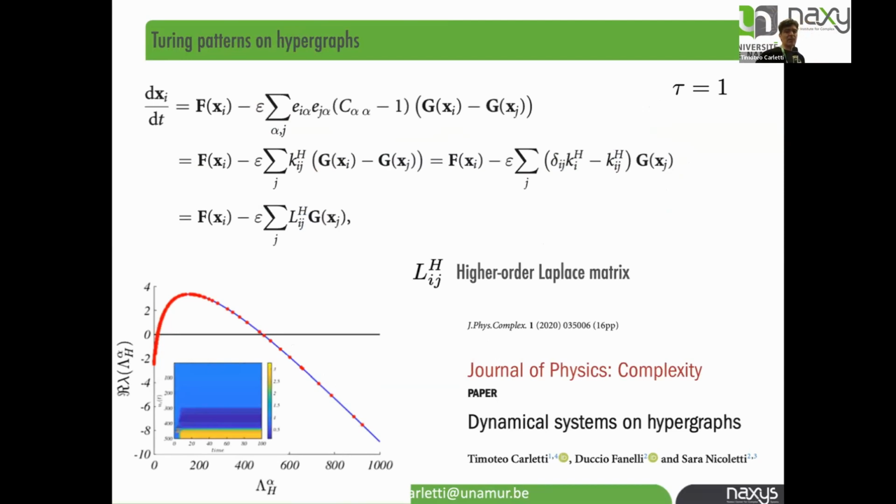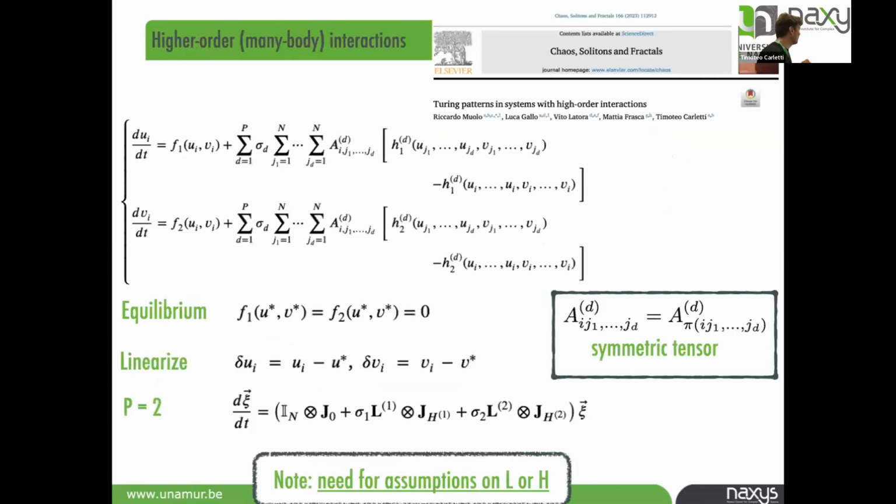But one can fully exploit the structure of the hypergraph by using the adjacency tensor A. This now depends on d+1 indices. In this case, the tensor is symmetric because, again, I can exchange all the nodes in each hyperedge, and this will not change the distribution. So you end up with a system of equations. I'm not interested in the equation per se, but then again, you assume there is a solution, U star, V star of the reaction part, and then you perturb around the solution, so you linearize.